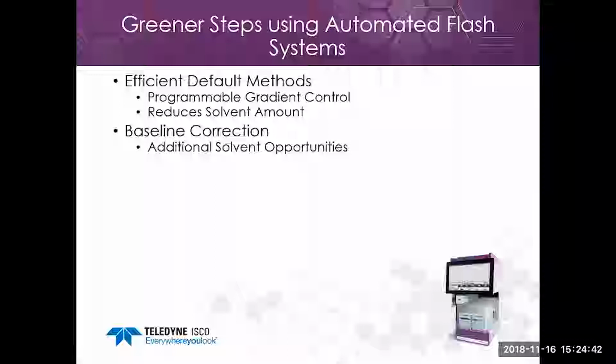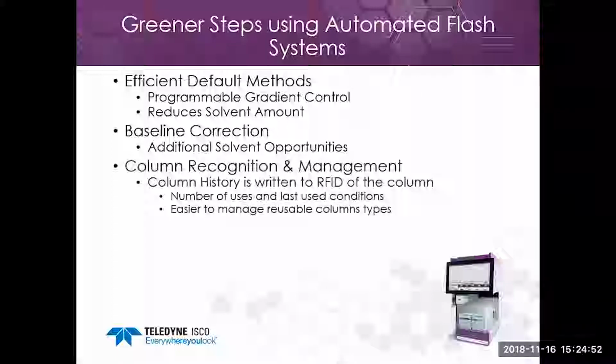Additional feature that's new to our systems is baseline correction. So this opens up additional solvent opportunities that maybe we weren't able to do chromatography with before. So it gives us more choices. Another nice feature to help with the management of reusable column types is that we have our column recognition RFID feature. One of the nice things about that is you can monitor the number of uses of the column, and also look at the last used conditions that were used on that column. So that's good for helping to manage those columns when you're using them.